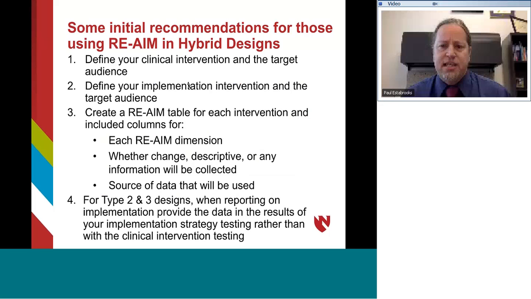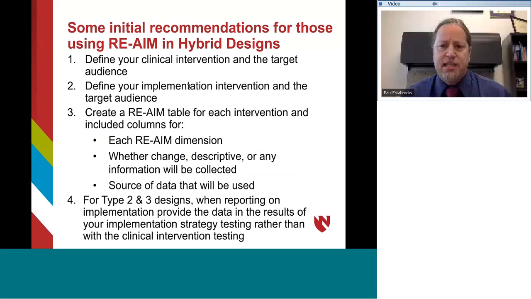If you're using REAIM in a hybrid design, the first thing that's really important, actually these first two points, are that you're defining what your interventions are and you're defining the target audience for each of the interventions very clearly, so that people can distinguish between the two intervention strategies and the two intended audiences. One of the things that we found helpful is to create a REAIM table for each intervention and include columns for the following. You'd have a column for each REAIM dimension.